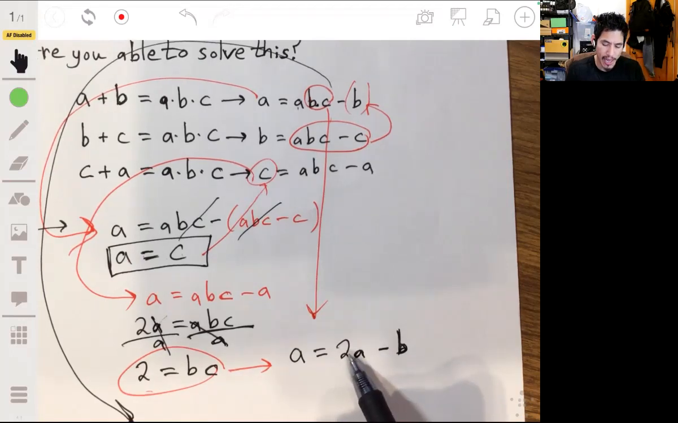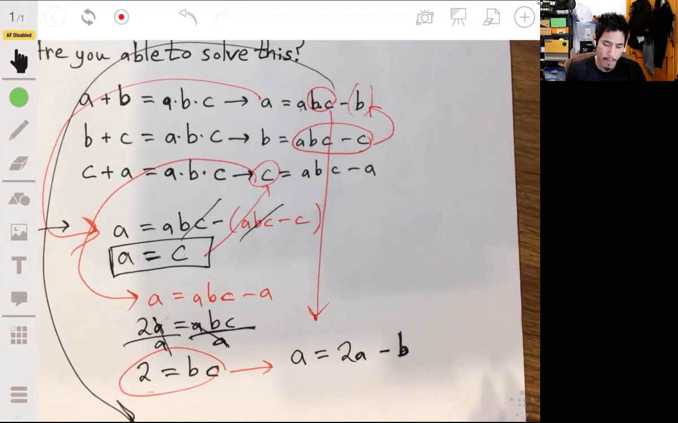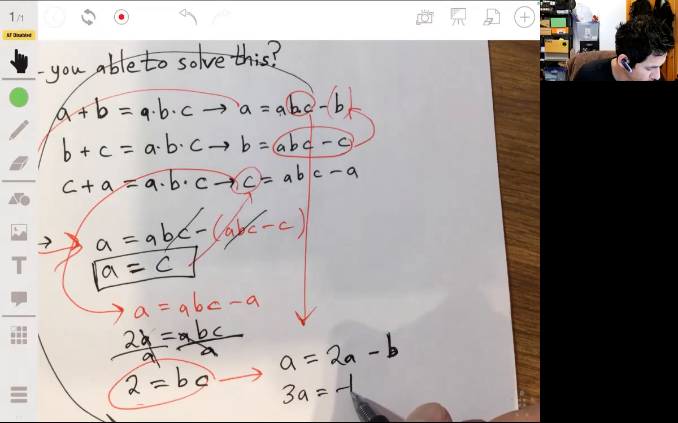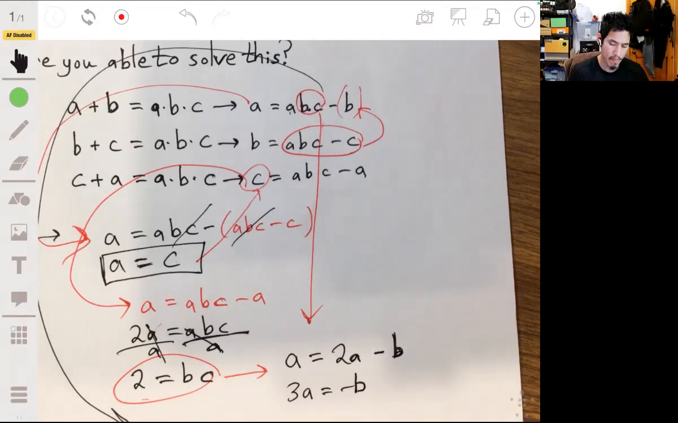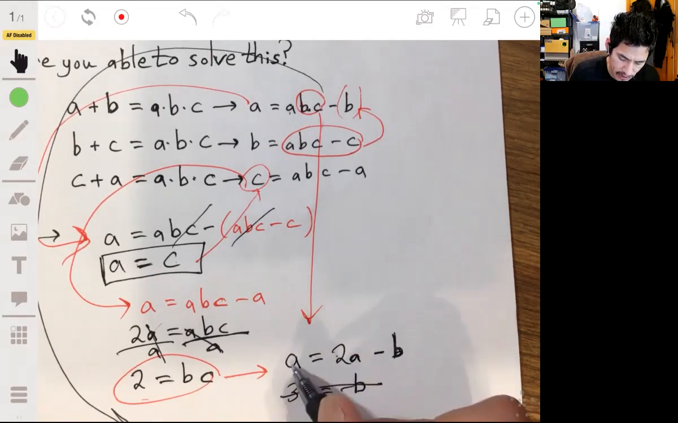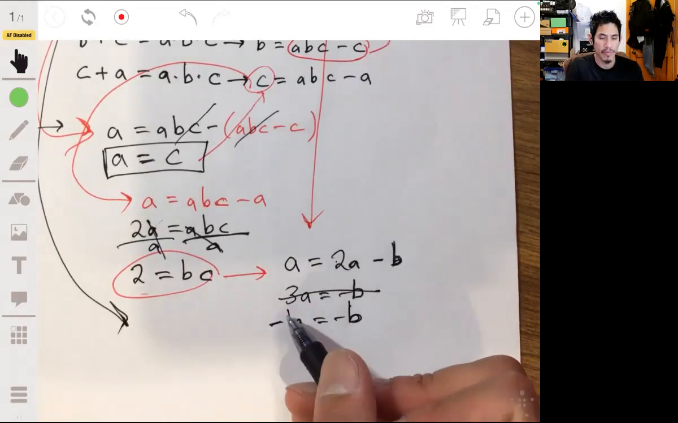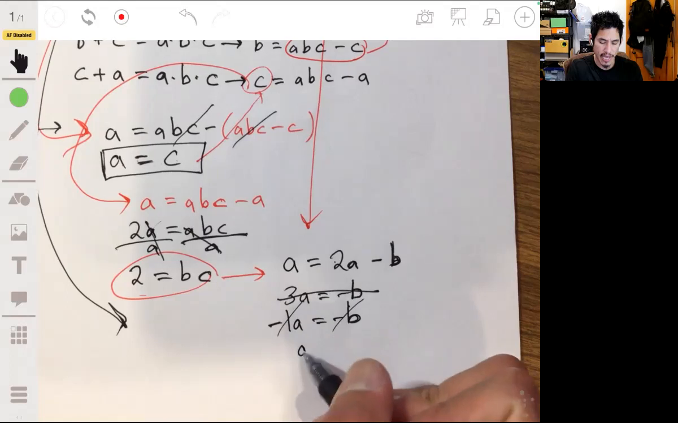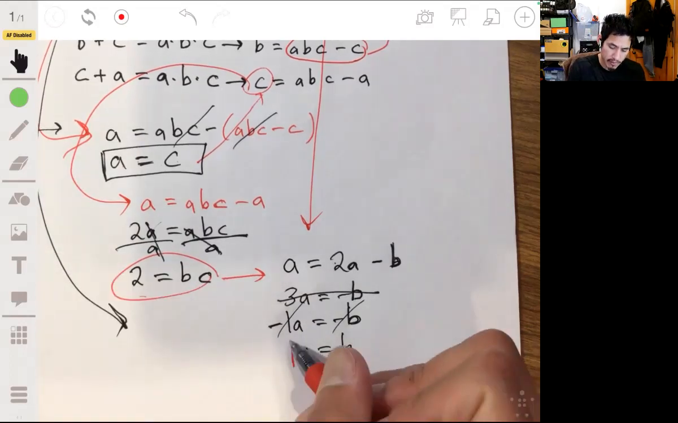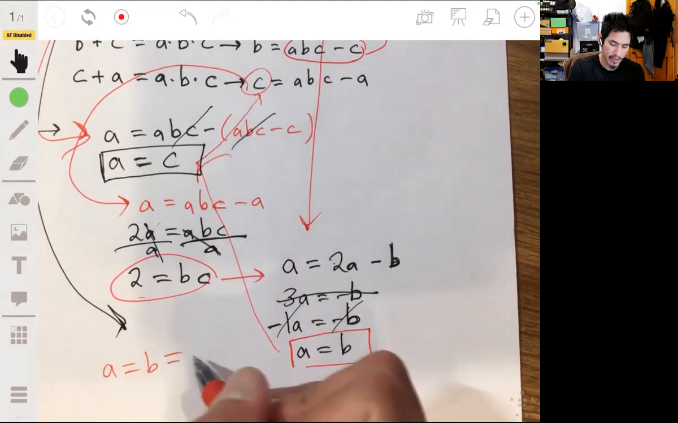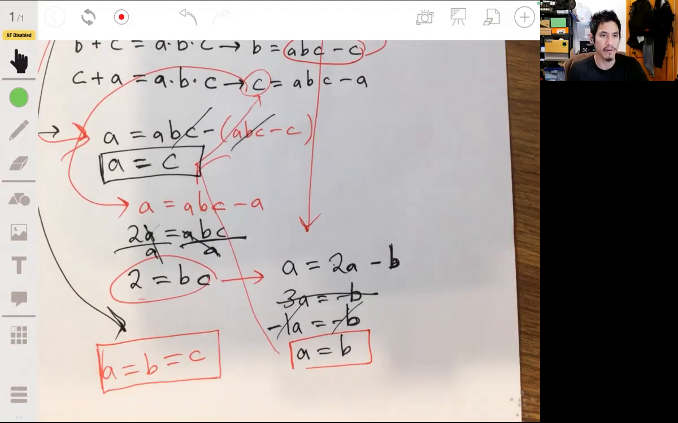Then we can go ahead and then add 2A. So we get 3A equals negative B. Or sorry, whoops. And subtracting 2A, we get negative 1A equals negative B. Then canceling out these negative ones, we get A is equal to B. So A equals B and A equals C. So then obviously we know A is equal to B and that's equal to C. So they're all equal to each other.